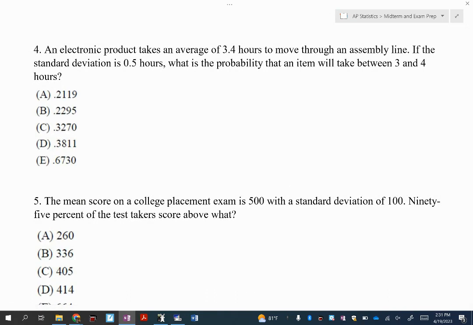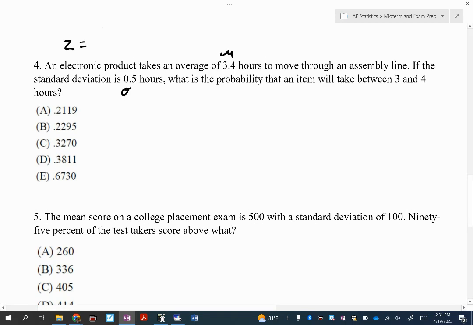An electronic product takes an average of 3.4 hours to move through an assembly line. So this is my mu. If the standard deviation, so that's sigma, is 0.5 hours, what is the probability that an item will take between 3 and 4 hours? So what I'm going to do is use my z-score formula. But now, remember how the last time we did this, in Unit 1, Part 3, the last few problems, we did y minus y bar? They're telling us that this is a normal model. So now I'm going to use mu and sigma.